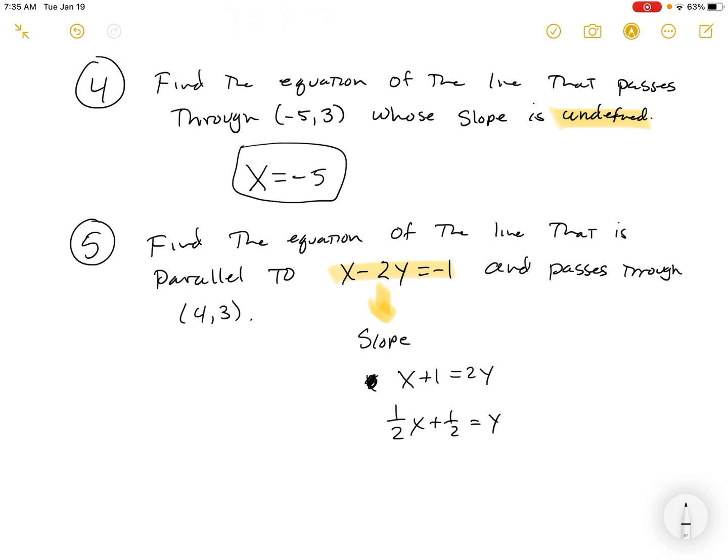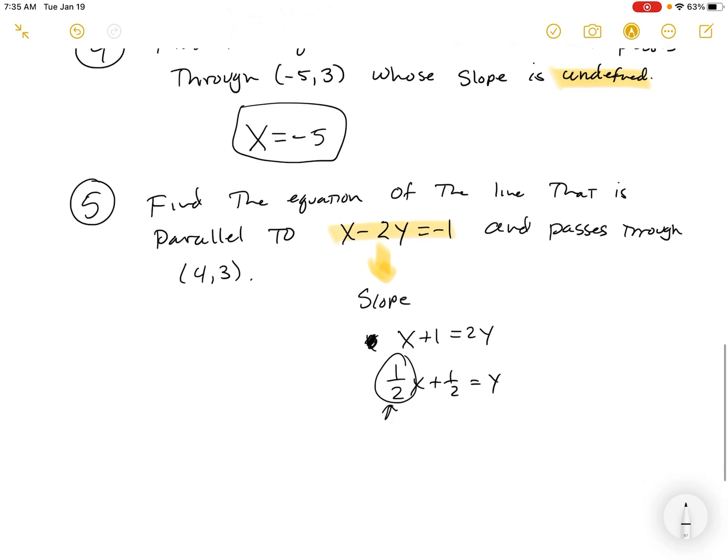I would get my y over there just so I'd have less negatives involved. But it doesn't matter. The slope of this line is right there. Now that y is solved for, it's 1/2. So if I want it to be parallel, I want it to have that same slope. If the word was perpendicular, I would take the opposite sign and I would flip it.